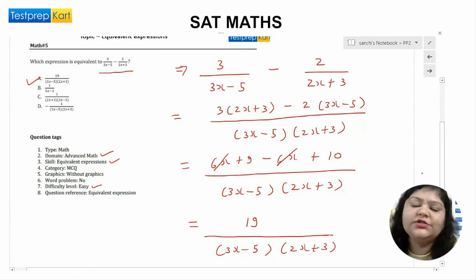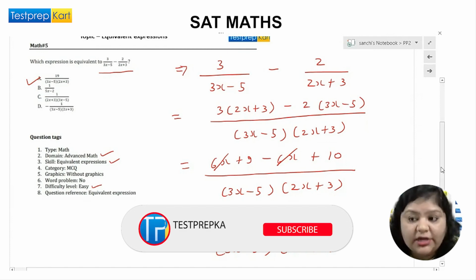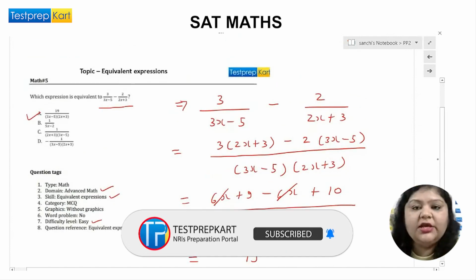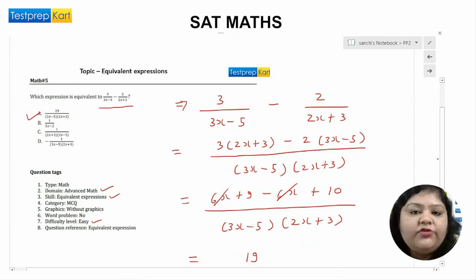Of course it was mentioned as an easy one, and it was actually easy. So the simple question number 5 should be clear to you.